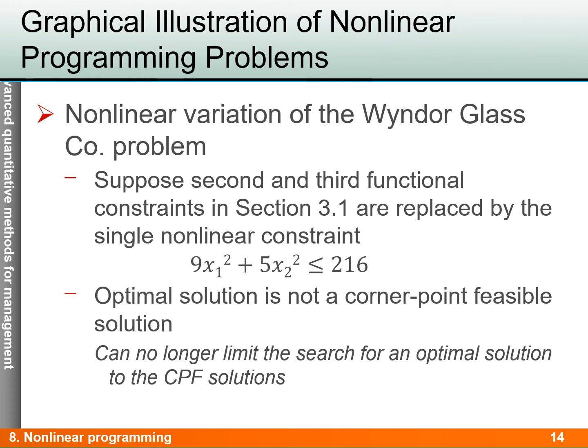As we'll see in our next slide, the optimal solution now is not a corner point feasible solution, because this boundary has the form of a curve, so for sure there is no corner point on it. Let's review our next slide.